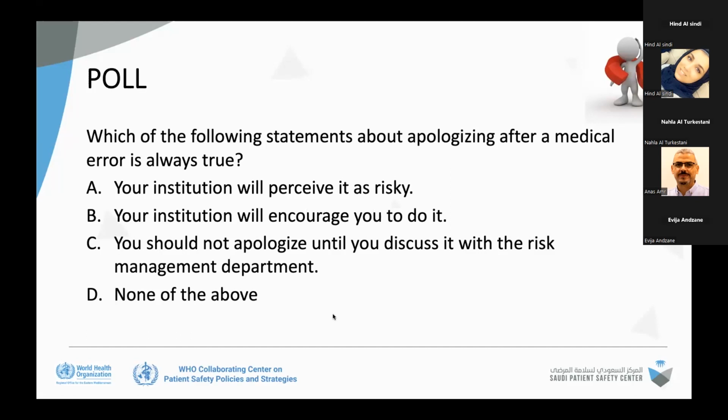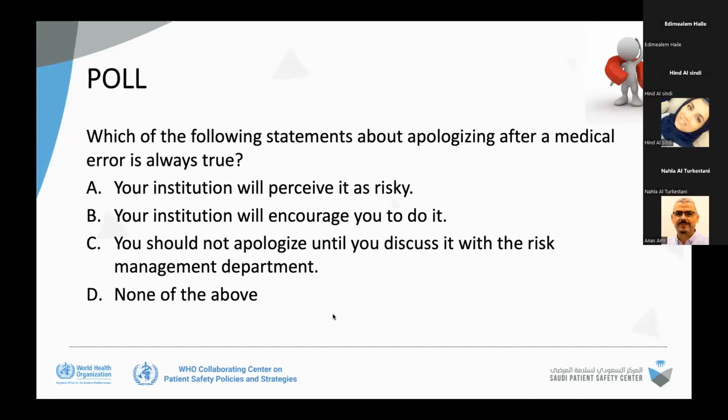So the correct answer from my point of view is none of the above, because there is no clear direction when it comes to providing an apology to the patient. It depends on the institution, it depends on the country, it depends on the culture, but there is no right or wrong when it comes to apology. But all we need to know is that the right thing to do is to apologize to the patient and their family.